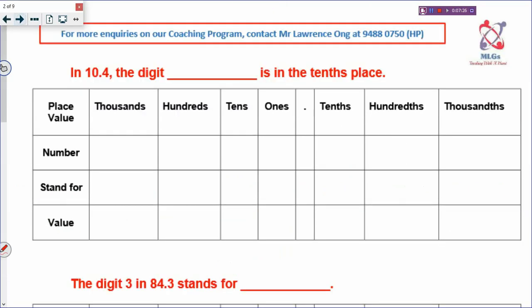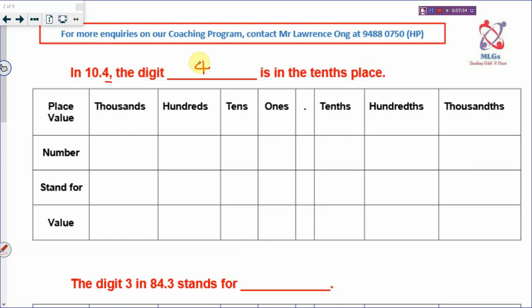Okay, now in 10.4, the digit what is in the tenths place? Well, if you know the answer, the answer is 4. The digit 4 is in the tenths place because tenths place is 1 decimal place. So you look at the digit 4. That is 1 digit after the decimal point. Okay, 1 digit after the decimal point is your tenths place. Okay. All right. Now let's fill in the boxes.